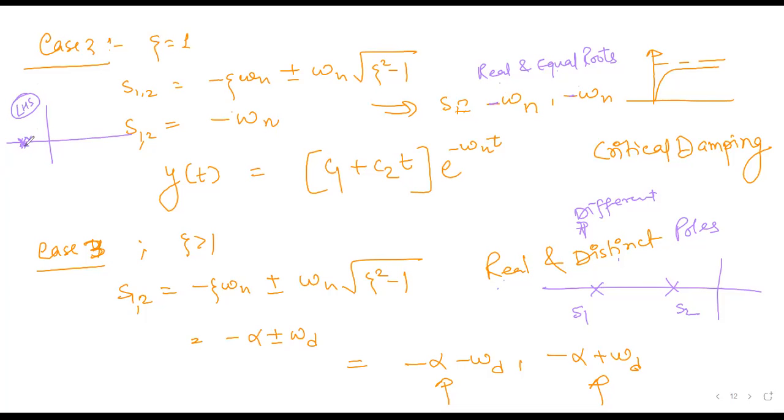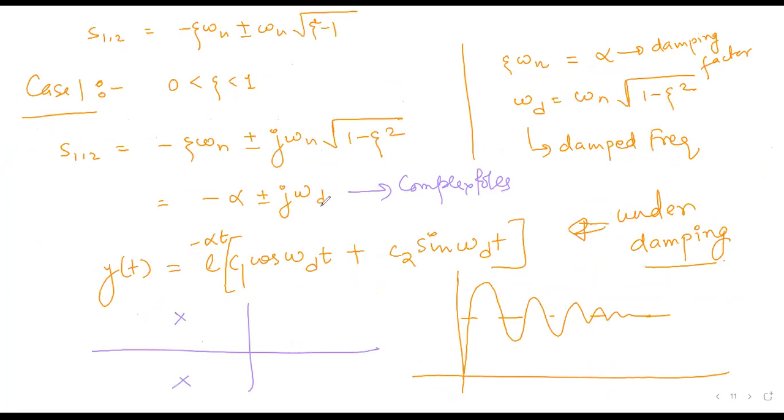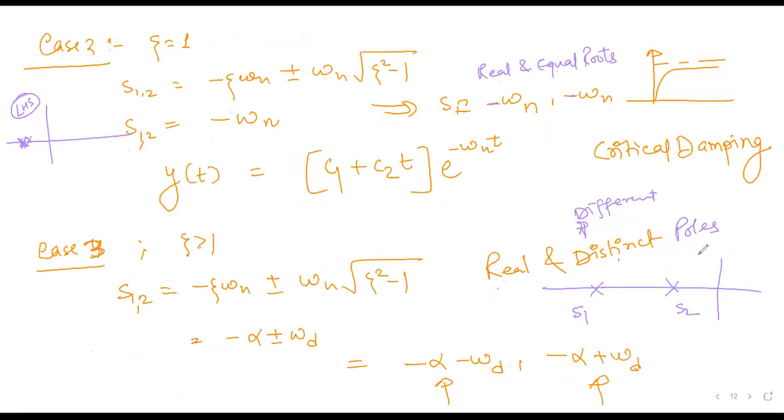And here you have complex poles. You have a real part and an imaginary part also, so it will lie like this. So case 1 will always be like this, case 2 will always be like this, case 3 will always be like this, and case 4 is always like this.